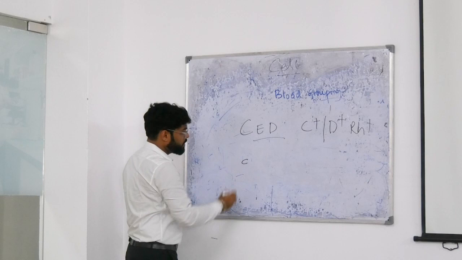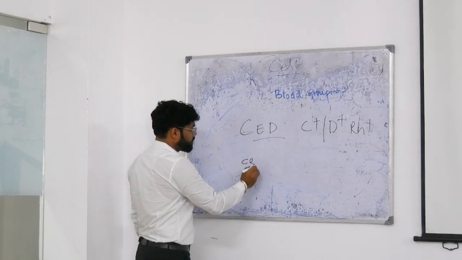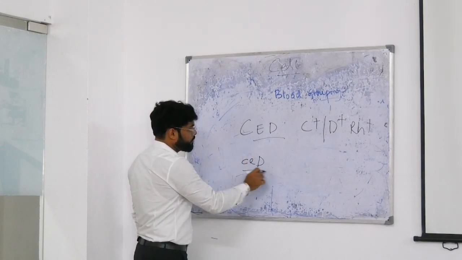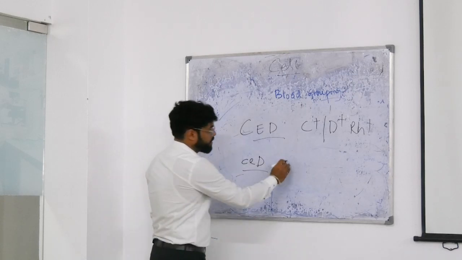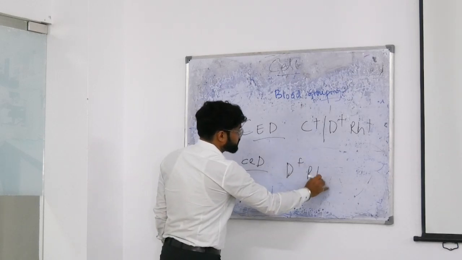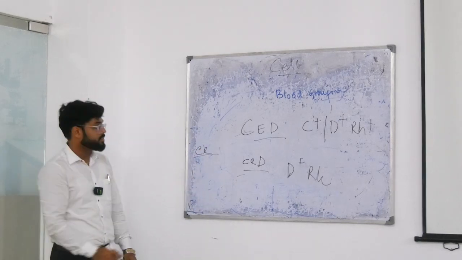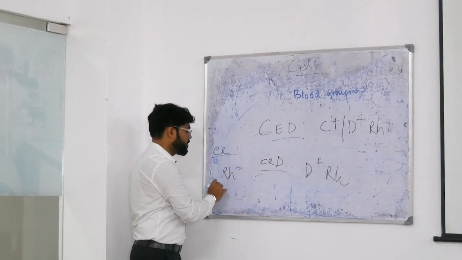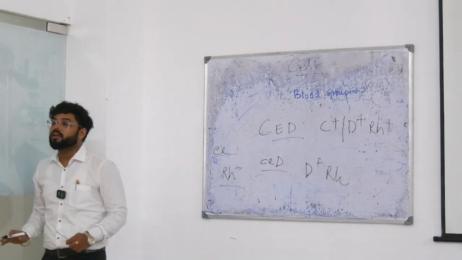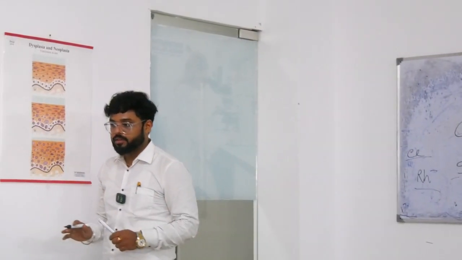If it is small c, small e, capital D, that is D plus, Rh positive. If it is small c, small e only, this is Rh negative. There is no naturally occurring anti-Rh antibody.